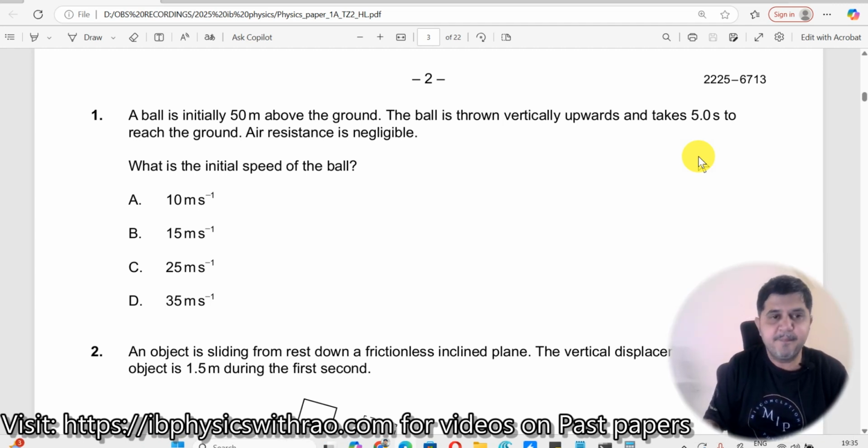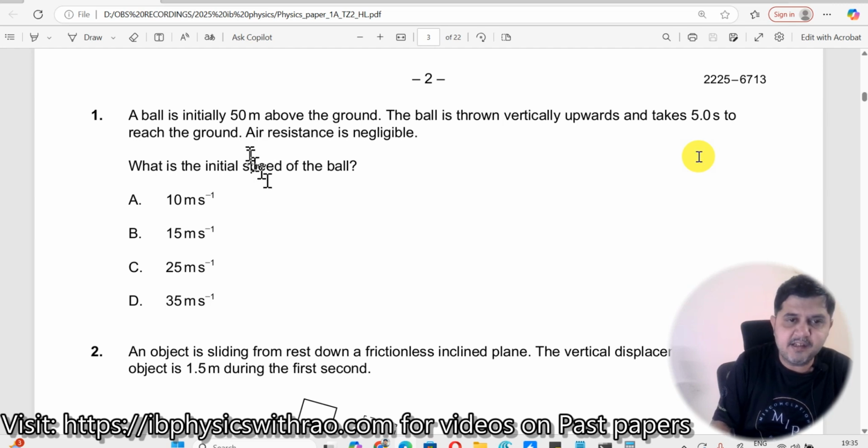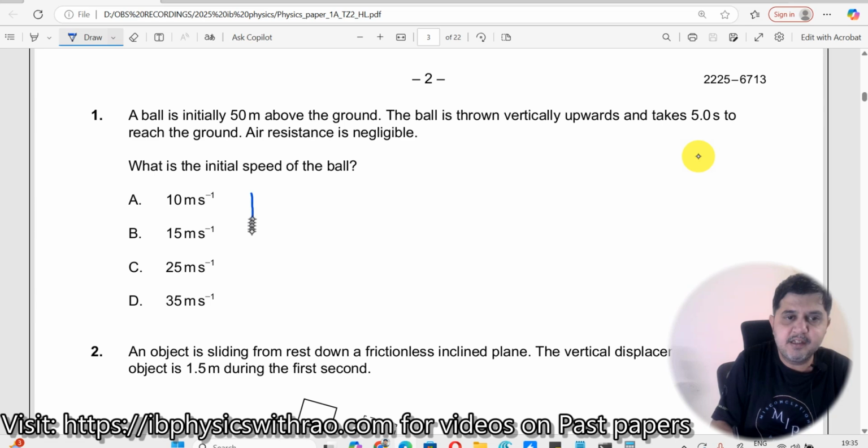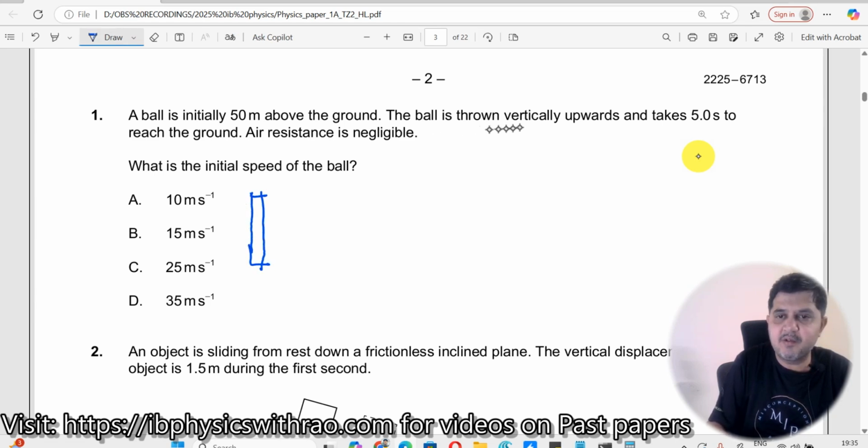Question number 1. A ball is initially 50 meters above the ground. Very, very important point: it is 50 meters above the ground, and the ball is thrown vertically upwards and takes 5 seconds to reach the ground. You throw it from here, it goes to the topmost point, and then it returns back to the ground. And the time taken is seen to be 5 seconds.